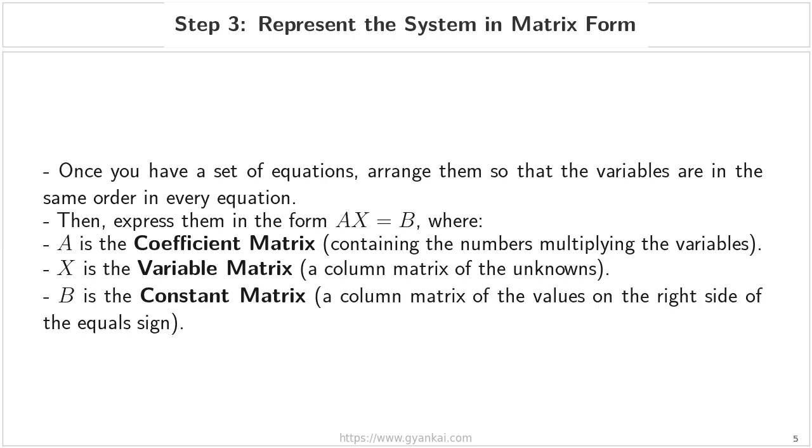Finally, we have B, the constant matrix. This is also a column matrix, but instead of variables, it contains the values from the right side of your equals signs, the constants. By structuring your problem this way, we transform a messy set of sentences into a structured mathematical format that we can solve using the systematic steps we will cover in the next slide.